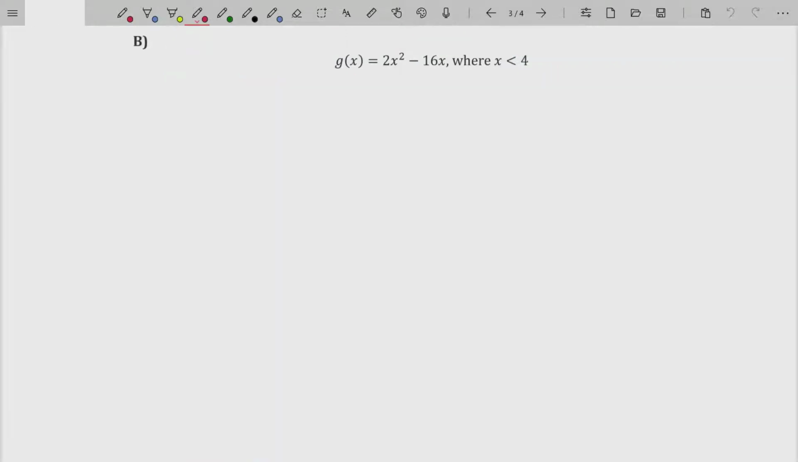Well, now that that is out of the way, let's go ahead and dive into yet another finding the inverse example. So here's a function, and this is what we call a domain restricted function because we've restricted the domain to only allow inputs less than 4. And so in this case, we're asked to find the inverse function of this.